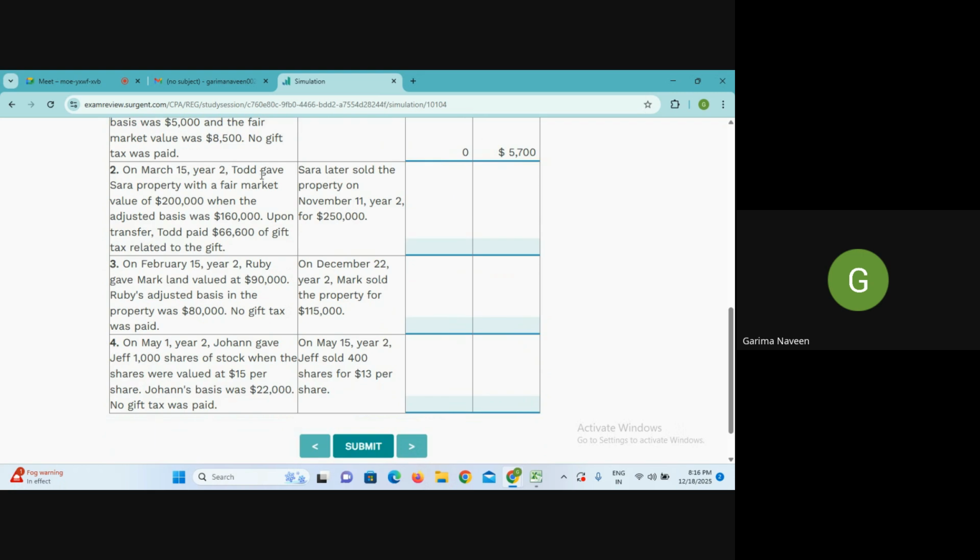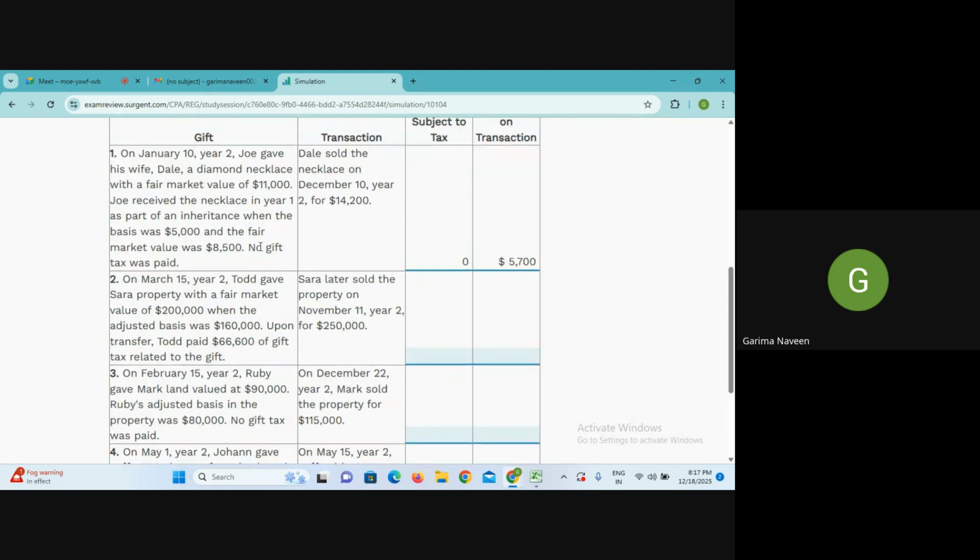On March 15, year 2, Todd gave Sarah property with a fair market value of $200,000. When the adjusted basis was this, upon transfer, Todd pays 66,600 of gift tax related to the gift. Then Sarah is selling this property for $250,000. So basically, fair market value was this when the basis was this, and the gift tax paid was $66,600.